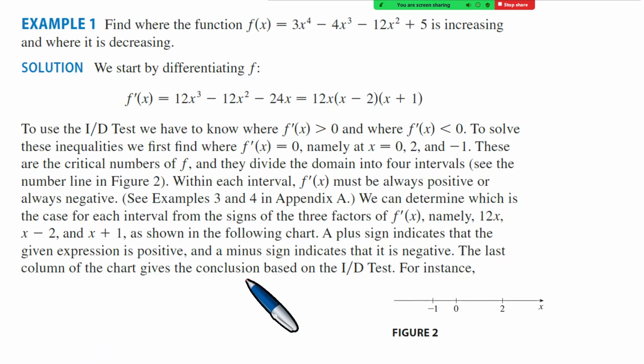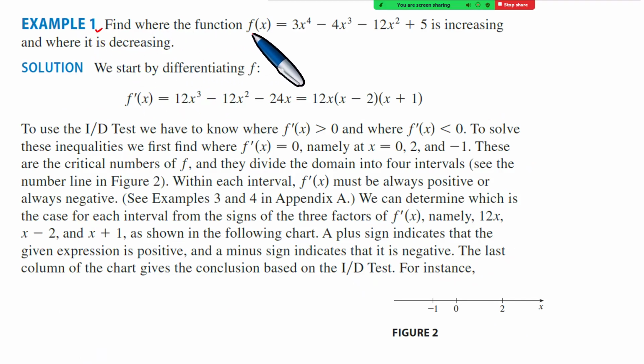Okay, let's look at some examples here. We have seen that a positive gradient means we have an increasing function and a negative gradient implies that we have a decreasing function. What more can we say? Let's look at the first example on the graphs.